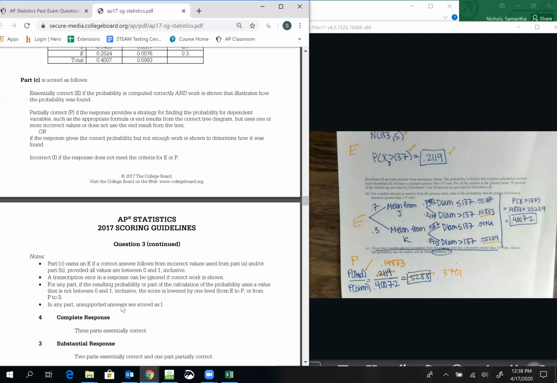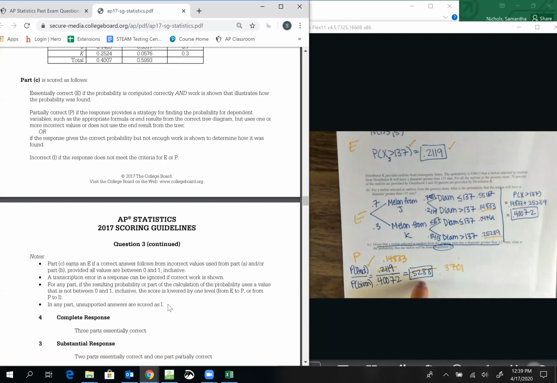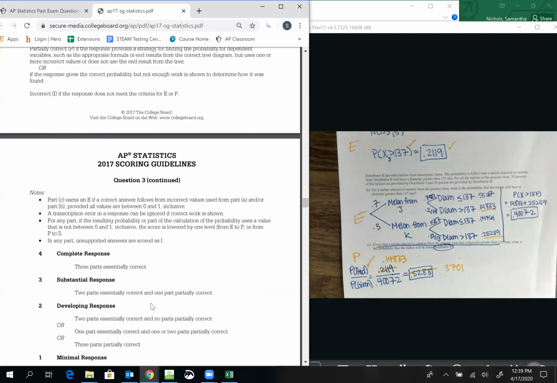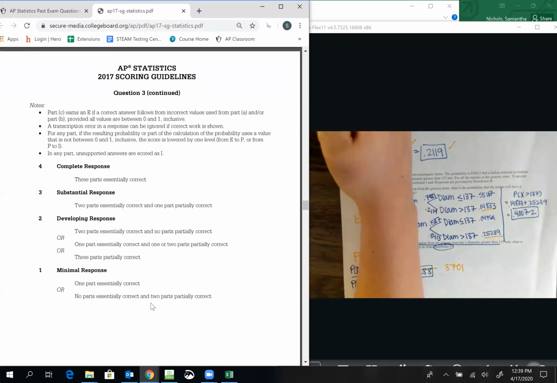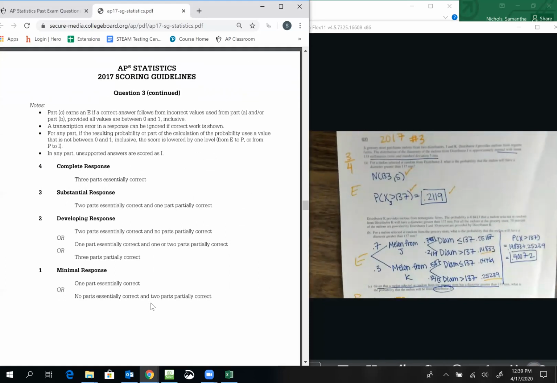In any part, unsupported answers are scored as an I. So that means if you didn't show any work, if you just wrote the 3 numbers, you would have gotten 0 out of 4, even if all 3 numbers were correct. Now, if you showed some work, it just wasn't good work, you would have gotten partially correct. But if you did not show any work at all, it looks like they gave you an I on all parts. So read this, it's the same as usual. This is a 3 out of 4. I really need to be more careful, huh?